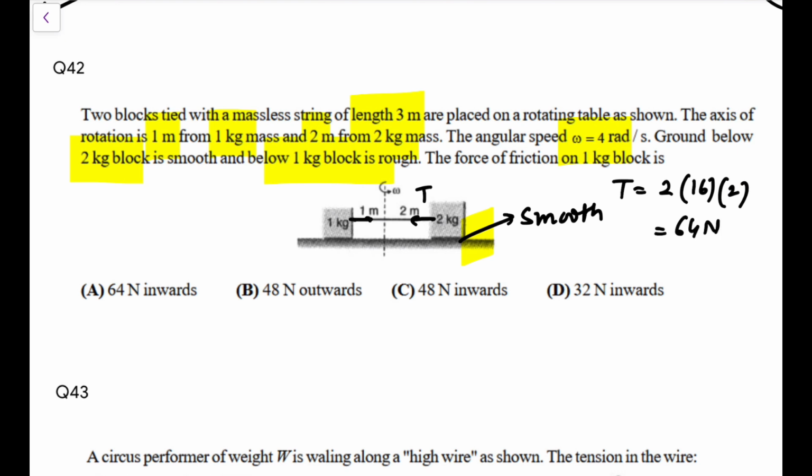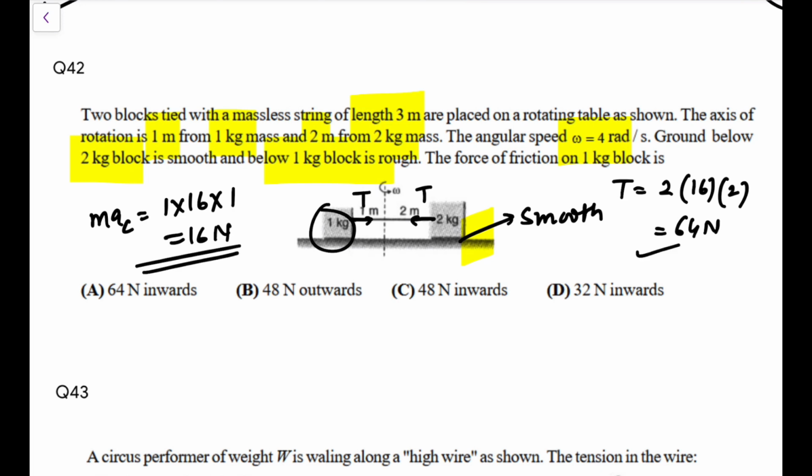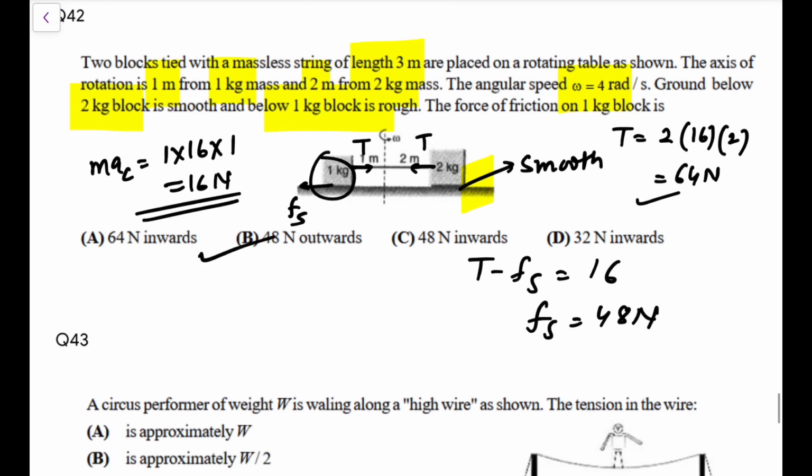So on this block also tension T will act, 64 Newton, and let's see what is the force required. The force required, m into a_c, for this would be equal to 1 into omega square 16 into radius 1, that is 16 Newton. So it needs only 16 Newton, but the tension is applying 64. To compensate this, static friction will act here, and T minus Fs would be equal to 16. So Fs would be equal to 48 Newton, and it is acting outward. So go for option B in this case.